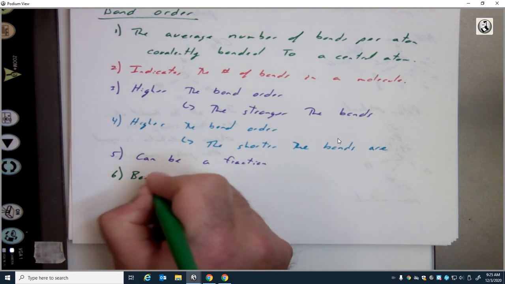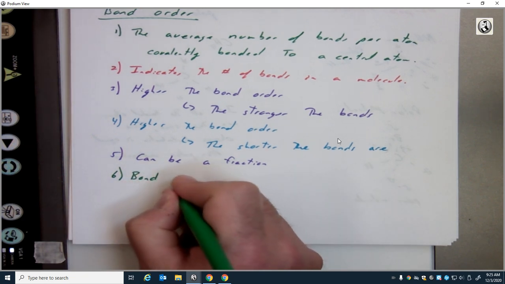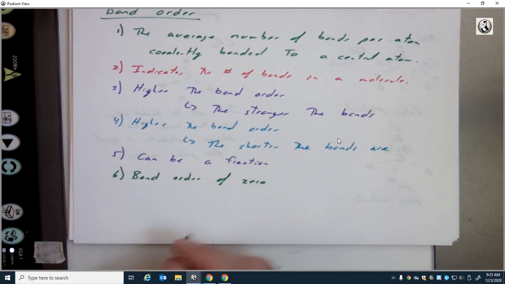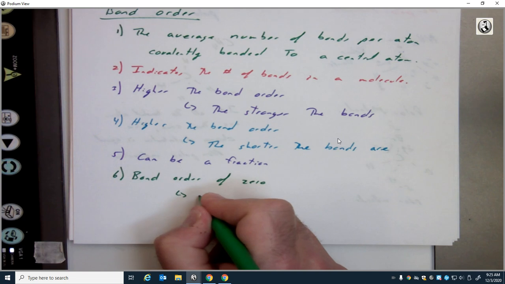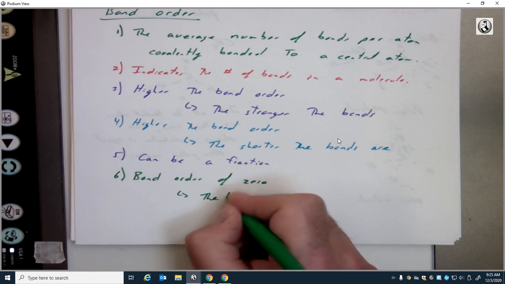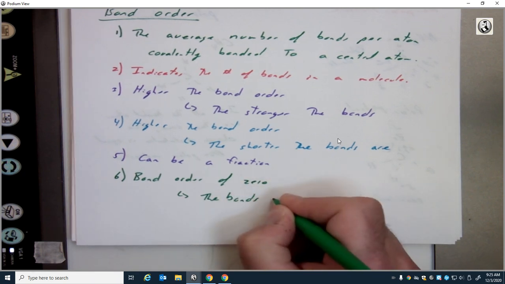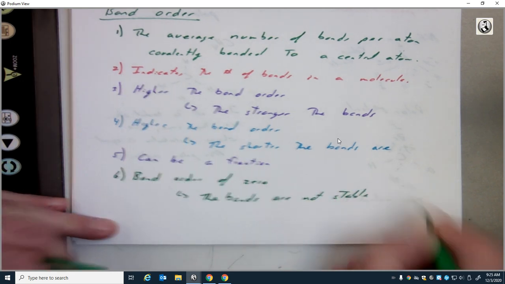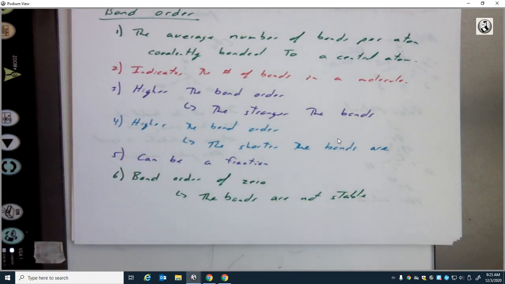If you calculate a bond order of 0, that means the bonds are not stable. If somehow you get this bond order of 0, that means that molecule is not going to form. Those bonds are not going to form, so it's not going to happen.